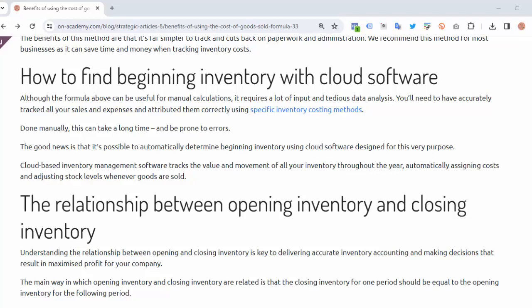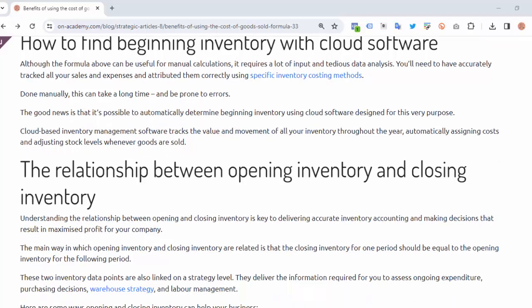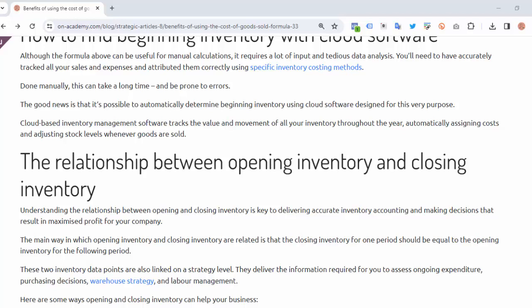Report to investors, shareholders, and lenders. Your investors and shareholders will also have a keen interest in the company's financial health. There may be trigger levels at which concerns are raised. Accurate opening inventory can assuage concerns about financial risk for investors.